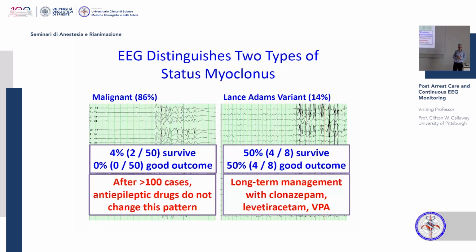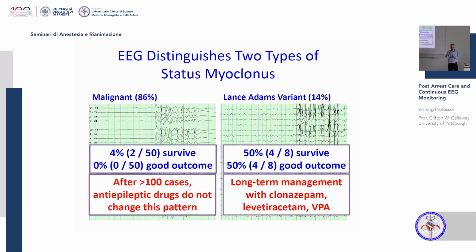Long-term management of Lance Adams involves drugs like clonazepam, levetiracetam, valproic acid, but it's also not an emergency. This is a movement disorder. So suppressing it in the ICU is not an emergency. It's going to have the same long course, and you need to figure out medicines that that person can wake up on and then go home on. It's more important to see if they're going to wake up.